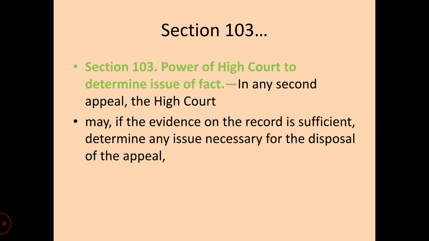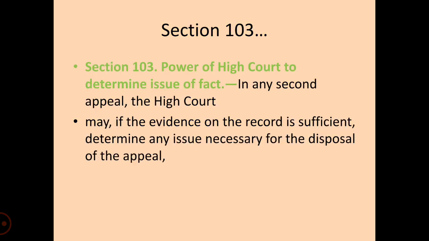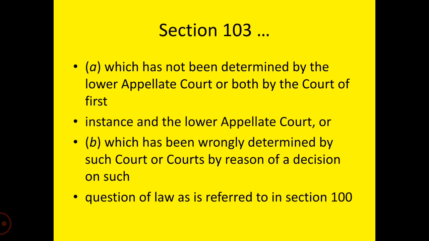Section 103: power of High Court to determine issues of fact. In any second appeal, the High Court, if the evidence on record is sufficient, may determine any issue which is necessary for the disposal of the appeal, (a) which has not been determined by the lower appellate court, or both by the court of first instance and the lower appellate court.